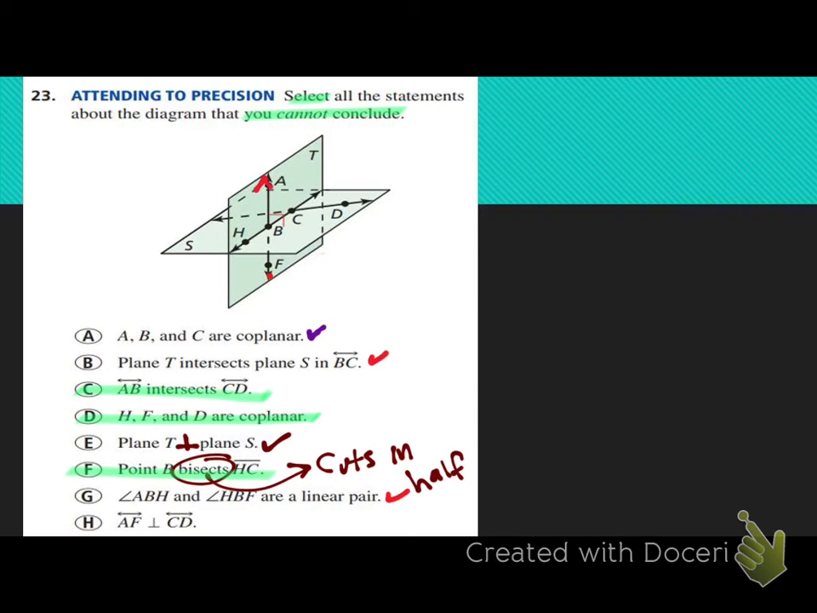And then last is about AB and CD. To be perpendicular, they have to intersect and form 90. Do they intersect? They do not intersect. So can they be perpendicular? No.